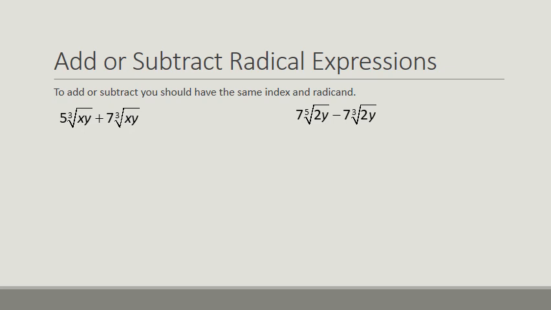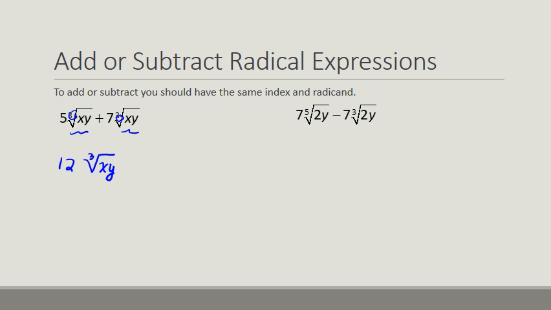So to add or subtract, they have to have the same radical and the same index. Notice here I have xy, and the indices are the same. So all I have to do is add my coefficients. So 5 plus 7 is 12, and then it's the cube root of xy. Nothing's going to change under the radical or with the radical at all.